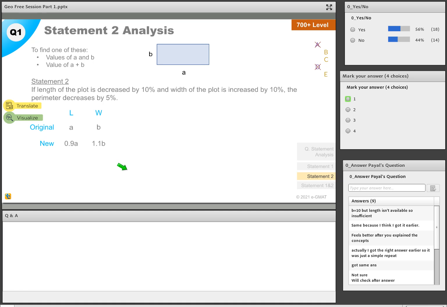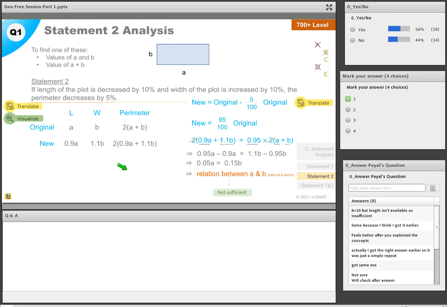And then you basically calculate the perimeter. Again, utilize your visualize skill, organize your information. Now, the perimeter decreases by 5%. Translate that appropriately, okay? Which means that what you get from here is a relation between a and b. How many of you were able to get to that point, that you got the relation between a and b? It's a ratio of a and b is what you got.